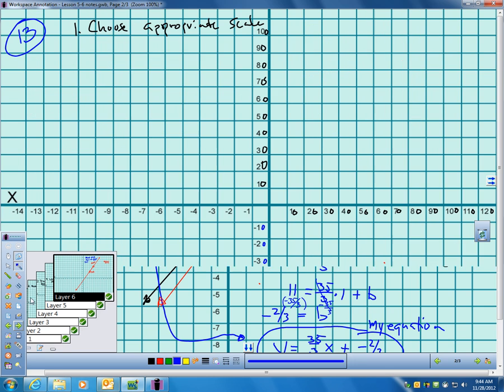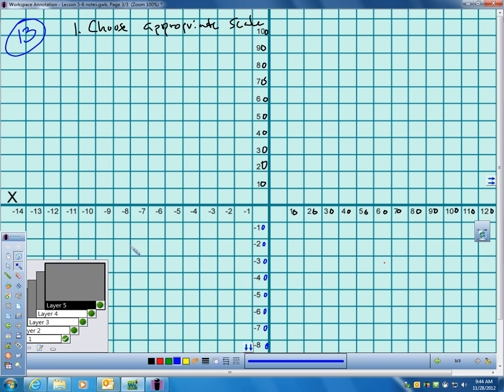Let's do one more problem real quick. Problem 13. If you look at 13, it says make a scatter plot, describe the correlation of the data, if possible, fit a line to the data, and write an equation of the line.